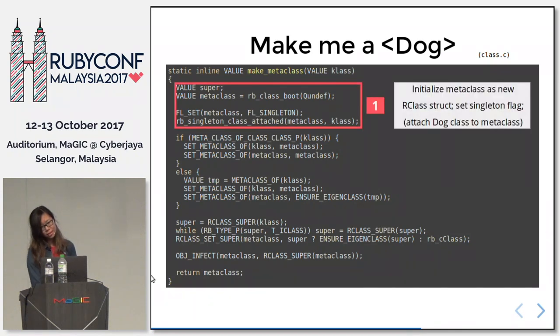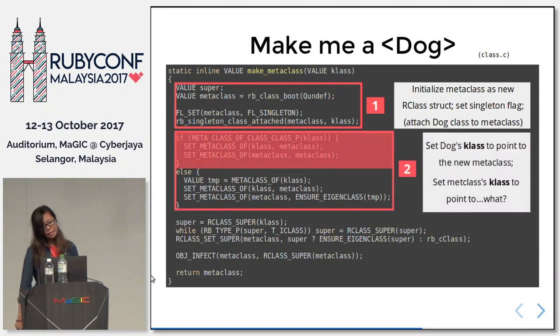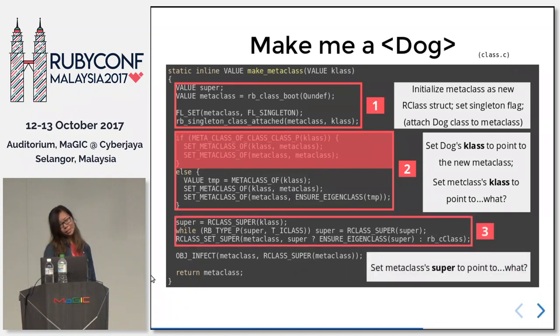So the first is that we actually initialize our new metaclass as a new RClass struct. Secondly, we need to set the class pointer of Dog, our original class, to point to this new metaclass. And then we need to set the class pointer of our metaclass to point to something to do with this ENSURE_EIGENCLASS macro you see here. And then finally, we need to set the super pointer of our metaclass to point to, again, something.